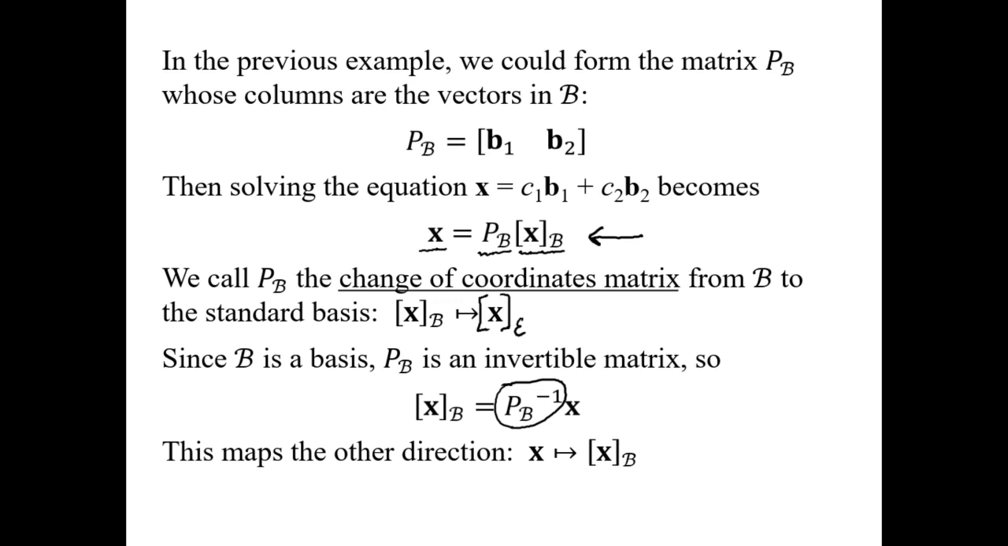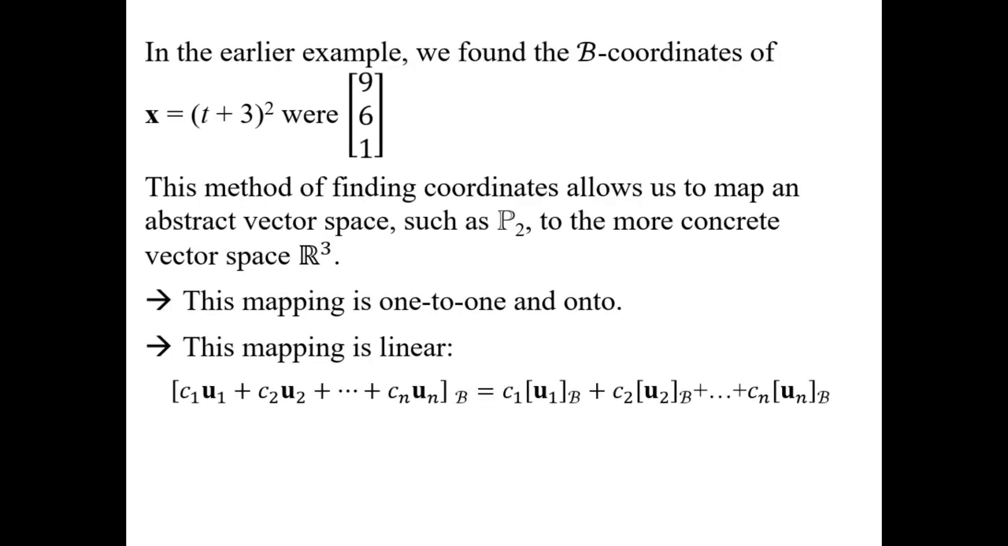We've got a basis, which means that we can find the inverse. And of course, the inverse matrix maps us the other direction. It takes us from the standard basis to this other basis B, whatever that happens to be. Okay. All right, let's consider this earlier example.